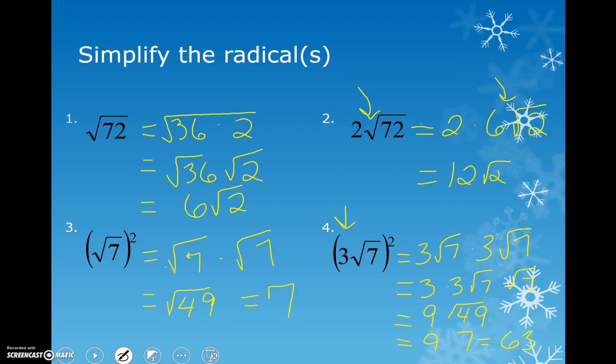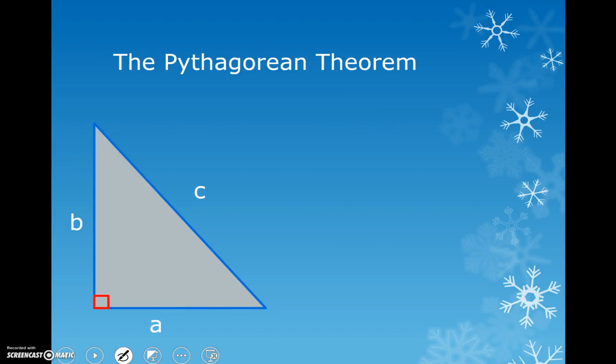So whenever you're squaring these guys, you should never end up with a radical. A very common mistake is to forget to square the 3 here. So please make sure you're paying attention to what you're doing with that. Okay? Alright, so let's go ahead and actually talk about right triangles.